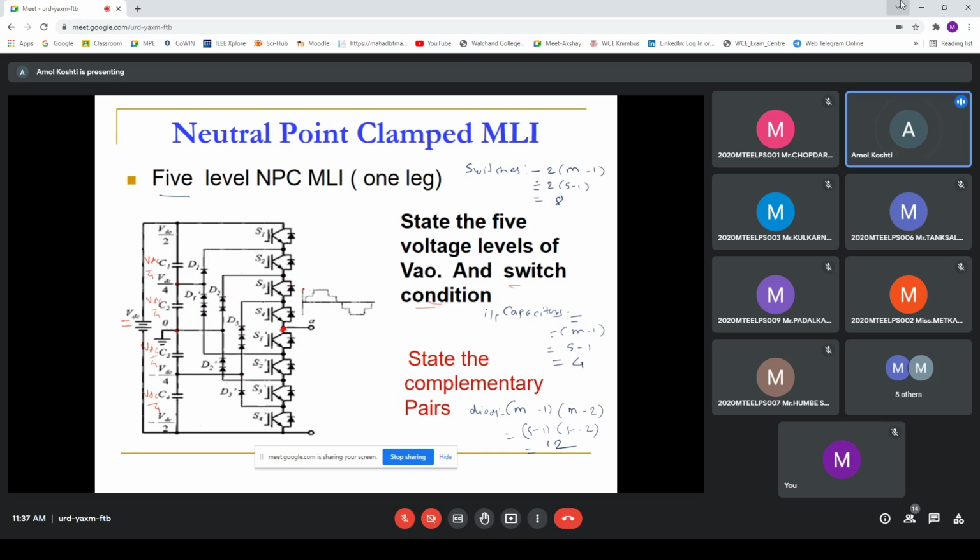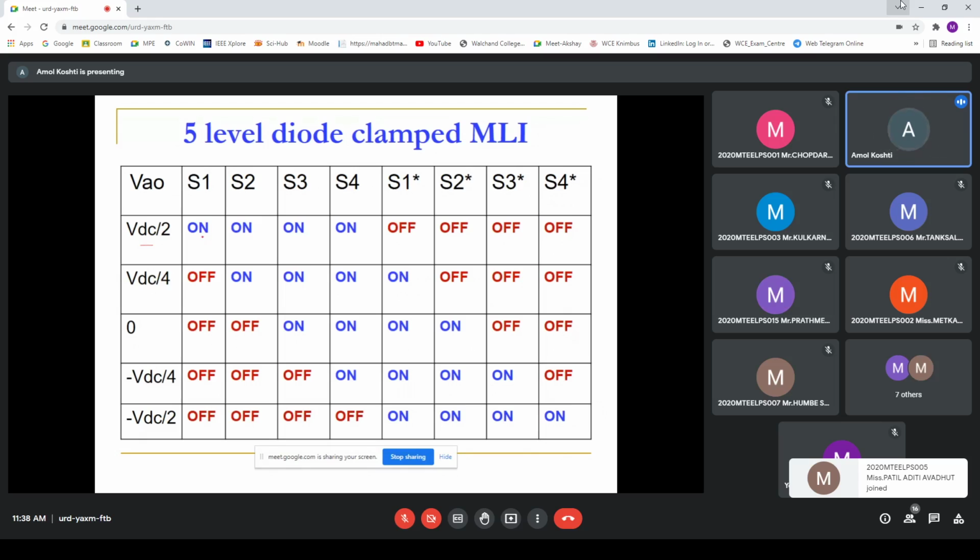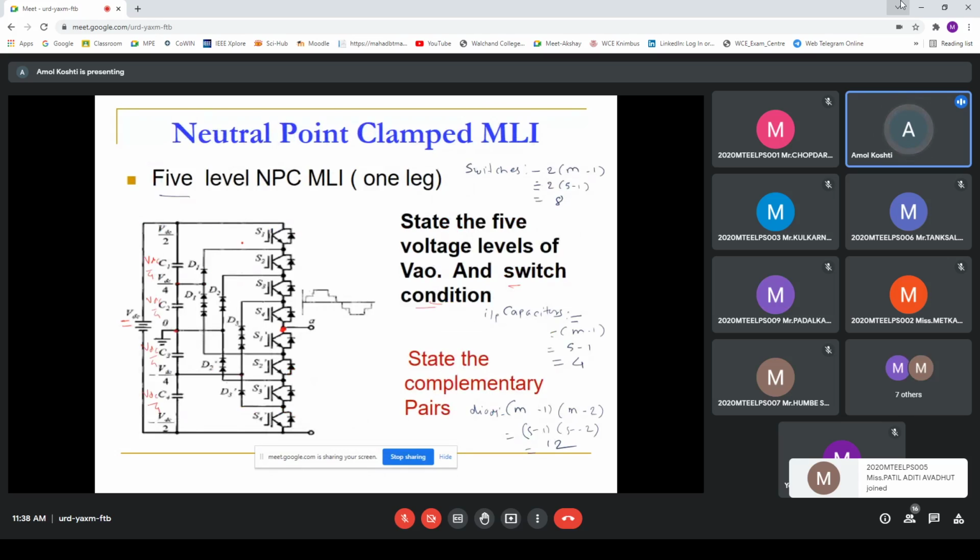So if you see, the first level is VDC by 2. For VDC by 2, the first 4 switches are on. VDC by 2 means what? This VDC by 4 plus VDC by 4. So total it becomes VDC by 2, so that has to come across A with respect to O.